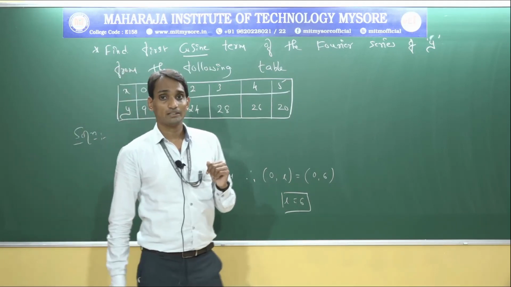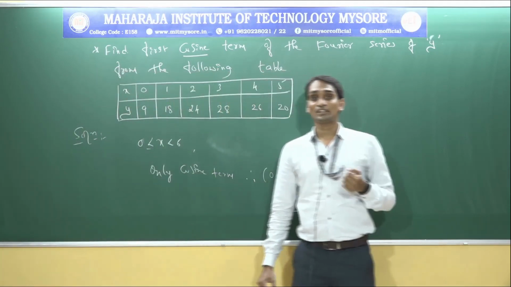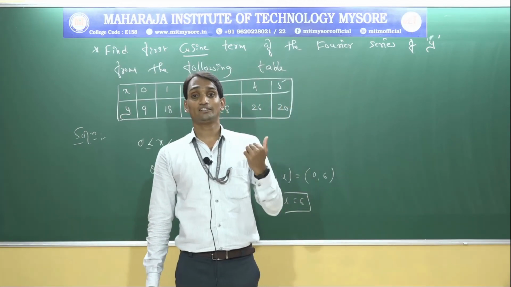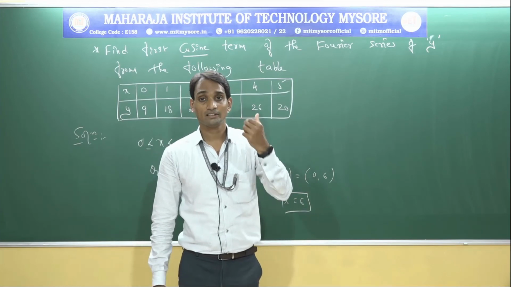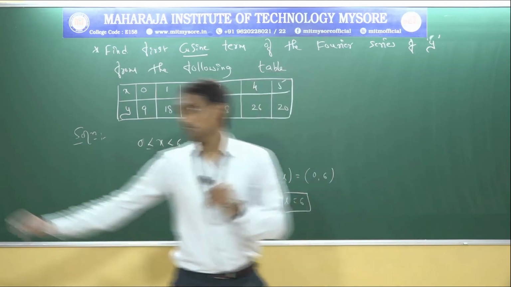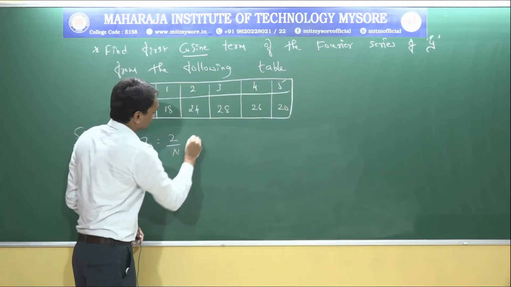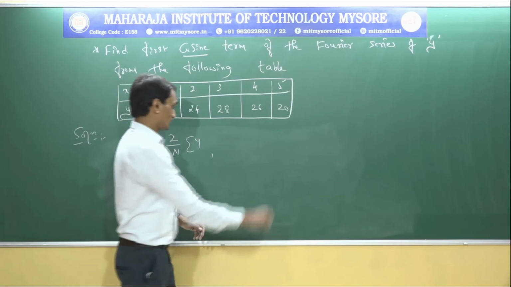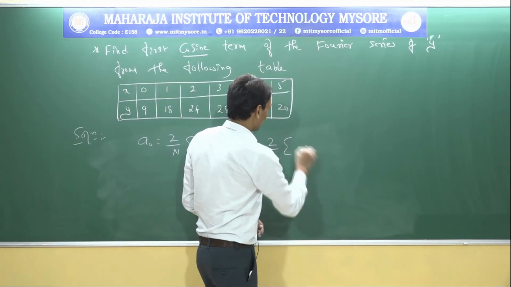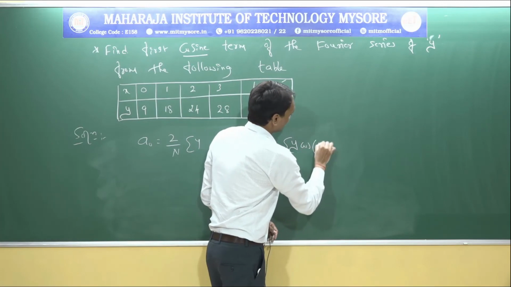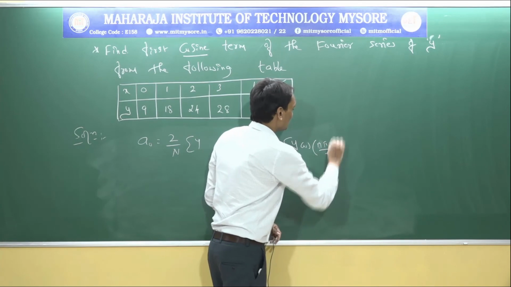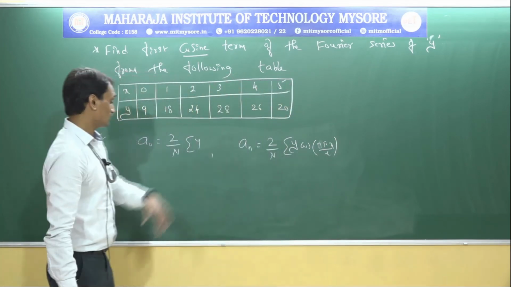Okay. The cosine term contains a naught and an. In the cosine half range series, which values are you calculating? A naught and an. Similarly here also we need to calculate a naught and an generally, but first cosine, so a naught and a1. A naught equal to 2 by n into summation of y, an equal to 2 by n into summation of y into cos n pi x by L. Okay, this is the general formula.